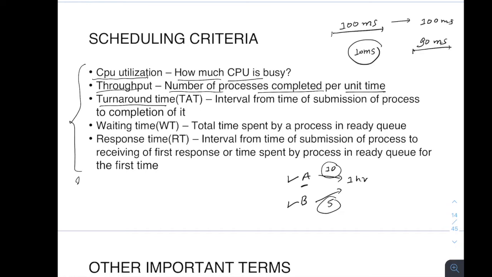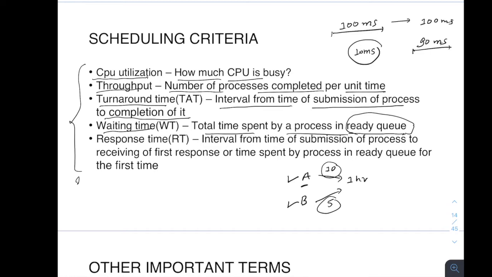So turnaround time, in short TAT, is the interval from the time of the submission of the process to the completion of it, right? So it is the interval from when you have submitted the process for running till the process actually completes or terminates. I will tell the formula, you will understand better. Waiting time is the total time spent by a process in the ready queue. So do not confuse this. Waiting time is not the total time spent by the process in input output, IO. Waiting time is the total time spent by the process in the ready queue. That means the ready queue is basically those processes waiting for the CPU, right? Some other process is running on the CPU, and these processes are waiting in the ready queue.